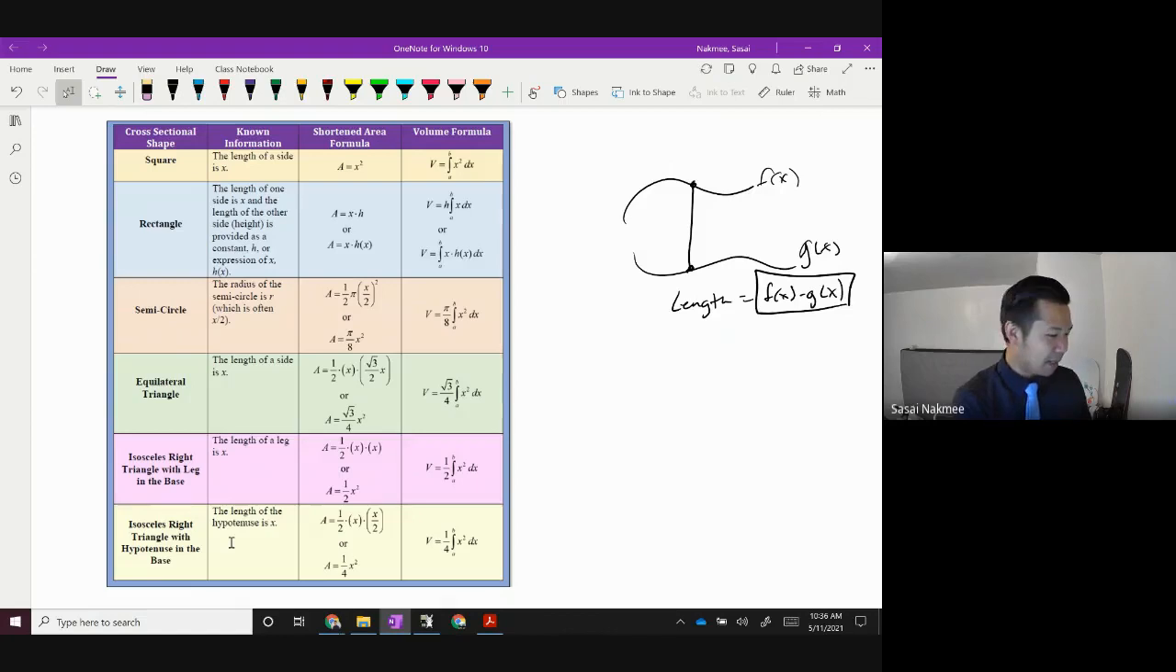All right. Anyways, I think that's going to be it for today. Cross sections, right? Volumes using cross sections, not that hard, right? You're still doing integrals from A to B, but what's going to be hard is calculating the area of those cross sections. Okay. So don't let that deter you.